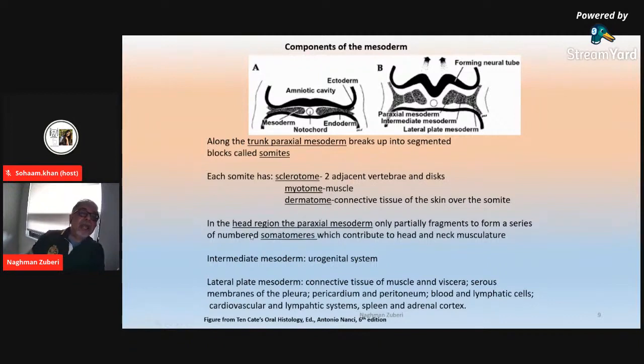In the head region, the paraxial mesoderm only partially fragments to form a series of numbered somitomeres, which contribute to the formation of head and neck musculature. Intermediate mesoderm is going to give the urogenital system. Lateral plate mesoderm gives connective tissue of muscle and viscera, serous membrane of the pleura, pericardium and peritoneum, blood and lymphatic cells, cardiovascular and lymphatic system, spleen, and the adrenal cortex.